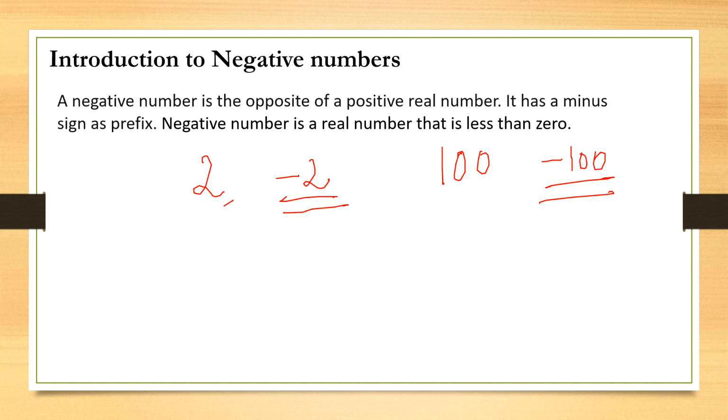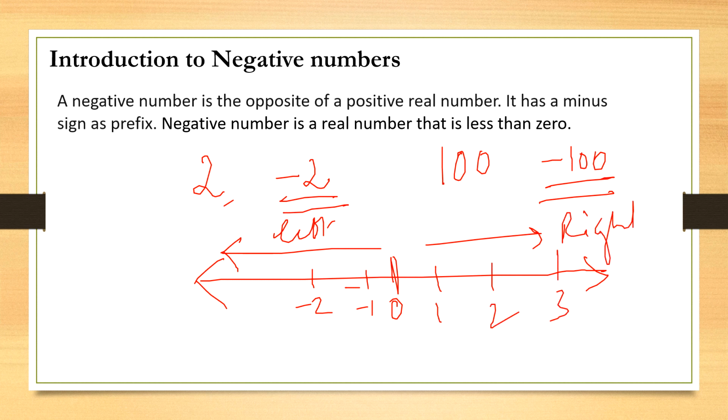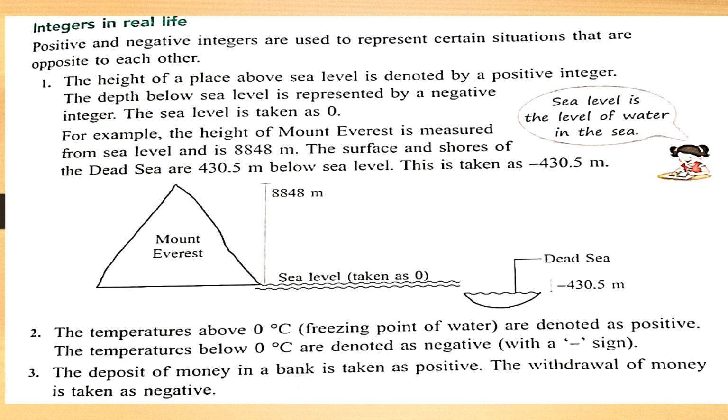If you have a straight line, let's say a number line, and this is your 0, then whatever is on the left side of 0 will be your negative numbers, and on the right side you are going to have positive numbers. So this is the basic difference of negative numbers. Now moving on, next is, where do you see these kinds of negative numbers in real life? Do you even see them? So what exactly is it representing?